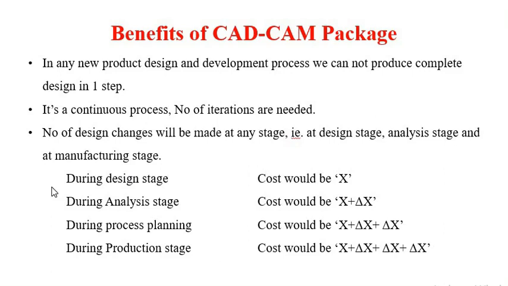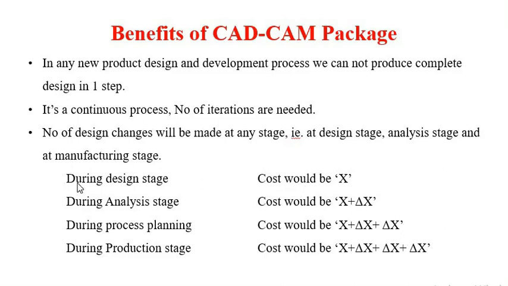But when we perform a sequential process, that means when we design a component, then we go for analysis, we analyze this component, then go for process planning, then plan and control, after that go for production, and after production, inspection and packing. When we follow this sequential process, the cost of the component would increase.